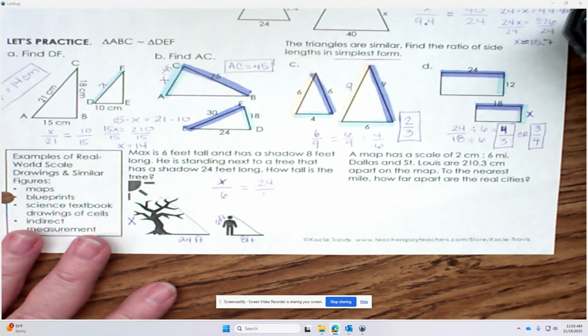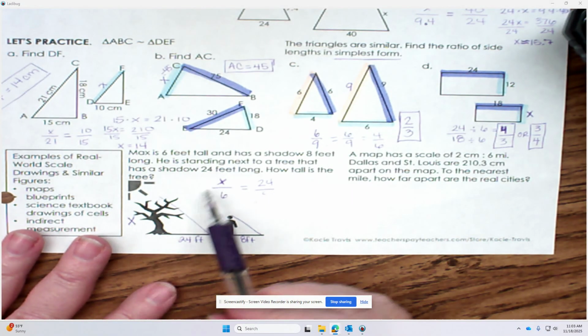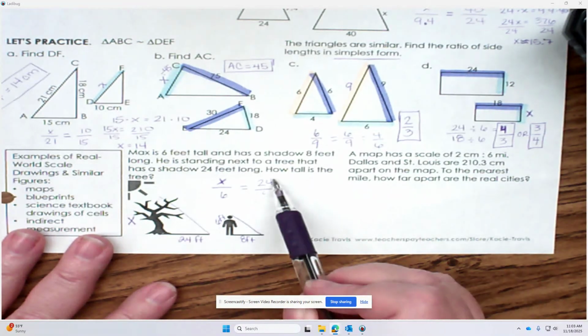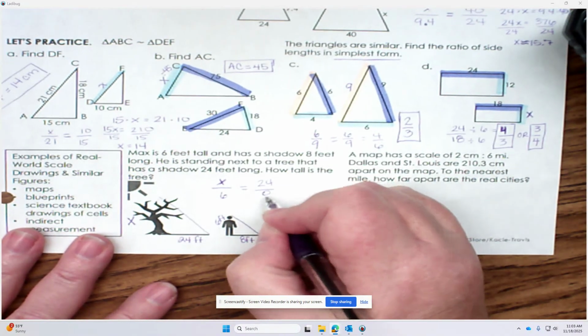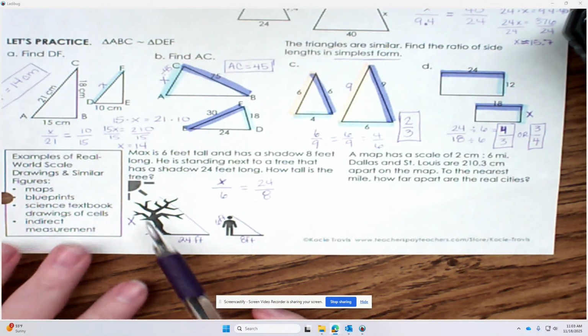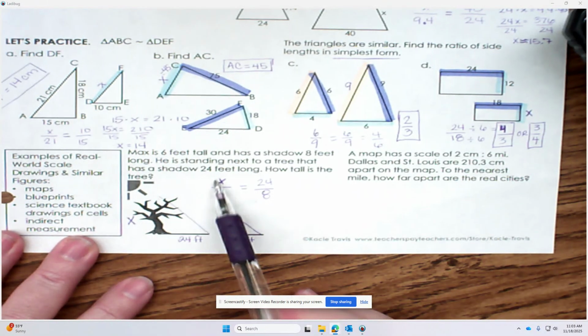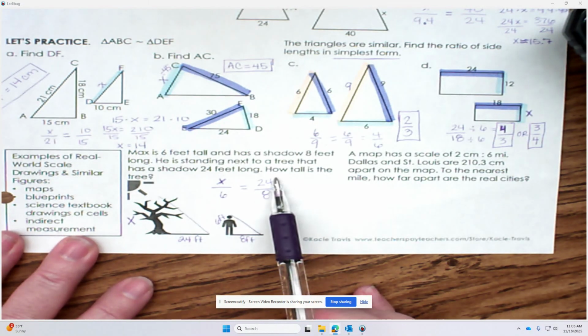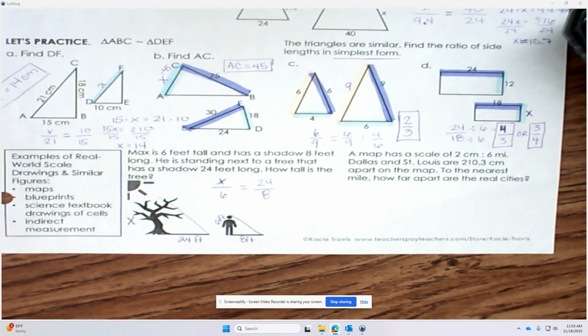Oh, hold on. Let me think. Did I do that right? X, we went height to height. And now we're going shadow to shadow. Okay, so anytime you're wondering, am I doing these numbers in the right order? I really want you to lock in and go, okay, this is the height. Did I compare it to the height? Okay, yes, I did. This is the shadow. Did I compare it to the shadow? Okay, yes, I got that.